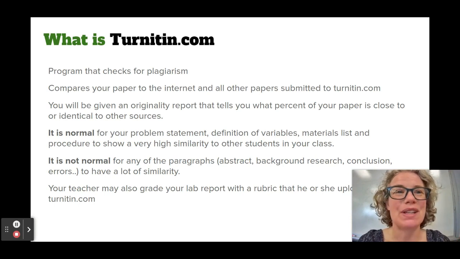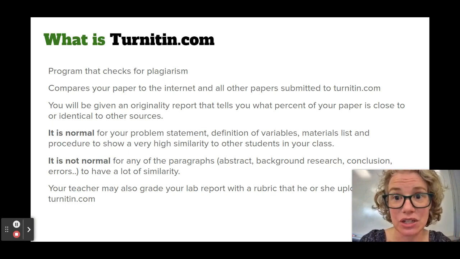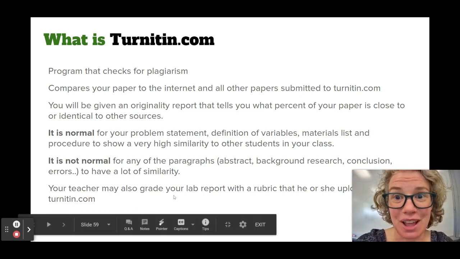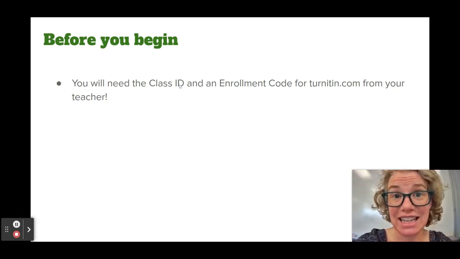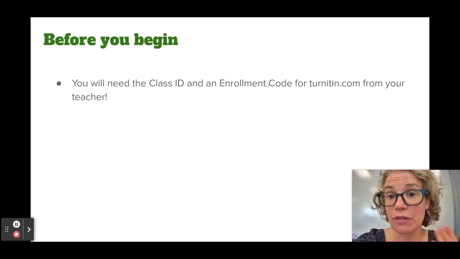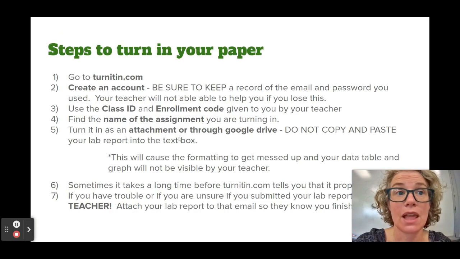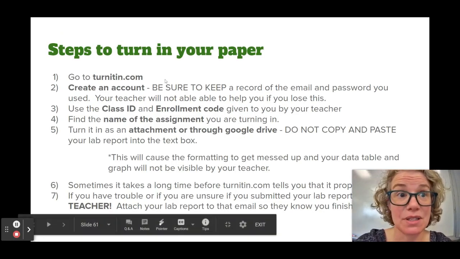There's also rubric capabilities within Turnitin.com that your teacher might use to actually grade it. And so then you would go back and sign into Turnitin.com in order to see the results of your lab report. Okay, so before you begin, you need to make sure you've got the class ID and the enrollment code from your teacher. These are the general steps.